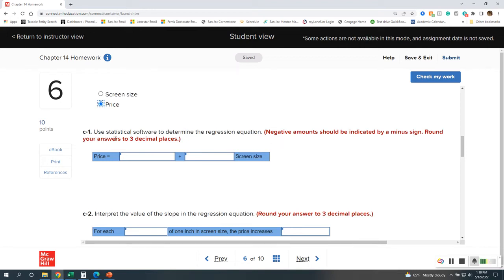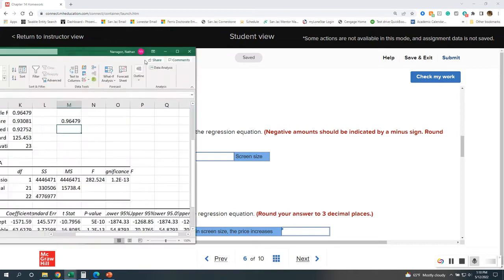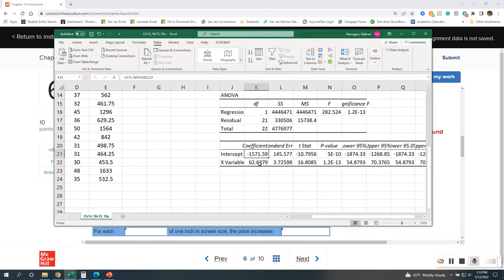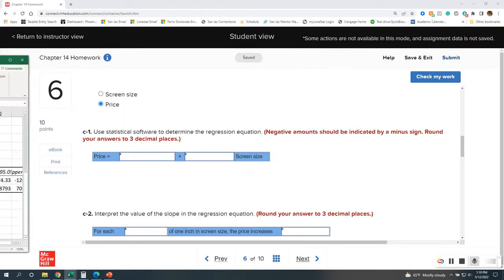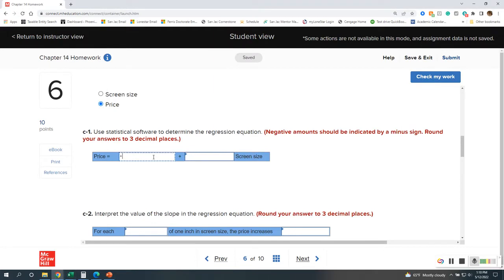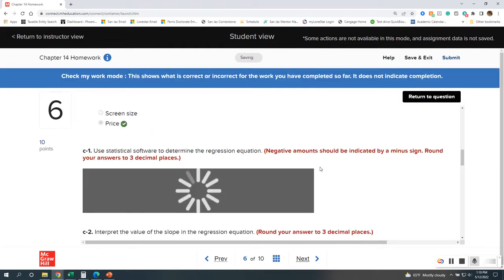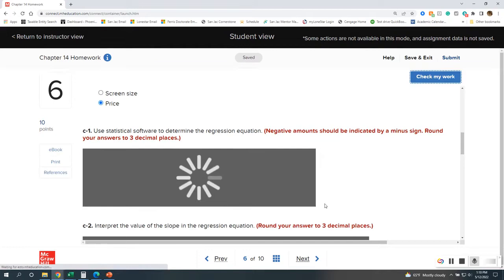Alright, use statistical software to determine the regression equation. That's what I already did. And here it is. So there's our y-intercept, and there's our variable, our slope. So let me put those in, and 3 decimal places. Screen size is 62.628. Okay, again, check. We're good.